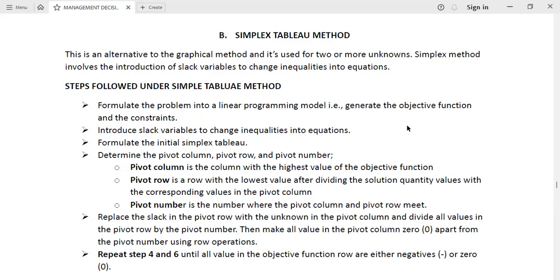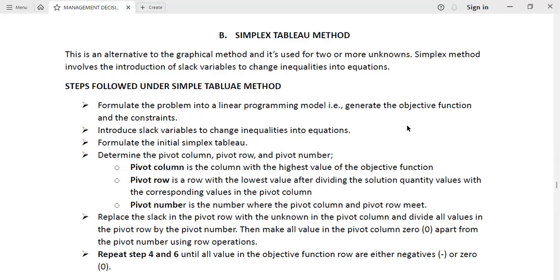So when that third step is done, the next thing to do is to determine the pivot column, pivot row, and the pivot number. This is where the gist starts, or what makes the simplex tableau method a bit tricky or a bit confusing, because it's from this point that we get to do some computations. These computations are going to help us get the pivot column, the pivot row, and the pivot number.